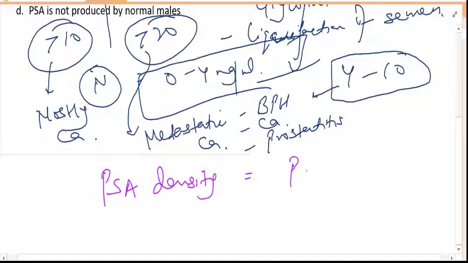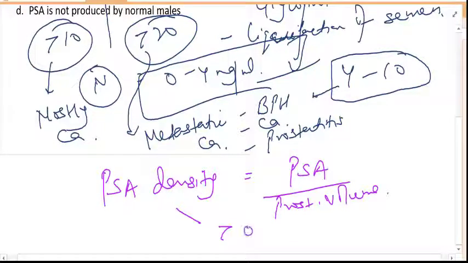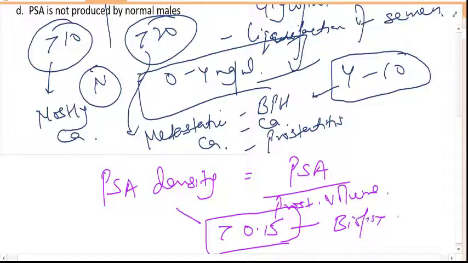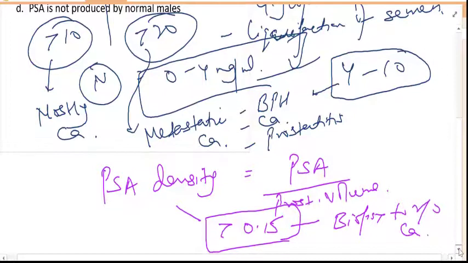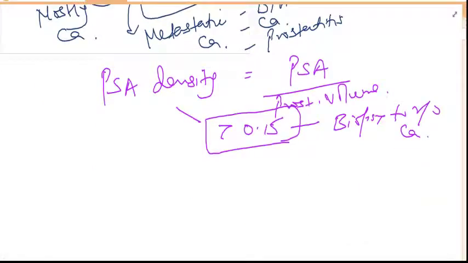PSA density is PSA divided by prostatic volume. If this PSA density is more than 0.15, then it is probably malignancy. So this is an indication for biopsy. Biopsy to rule out malignancy. And we know biopsy, when we do biopsy in case of prostate, it is better to go under transrectal ultrasound guided biopsy. So this is PSA density.